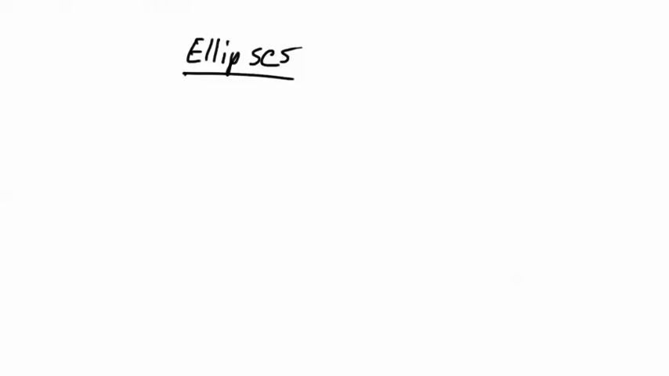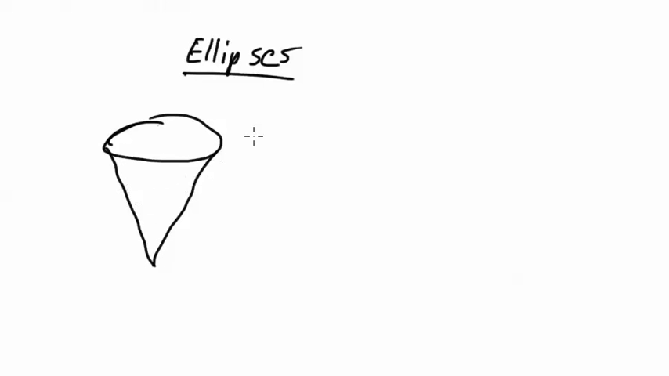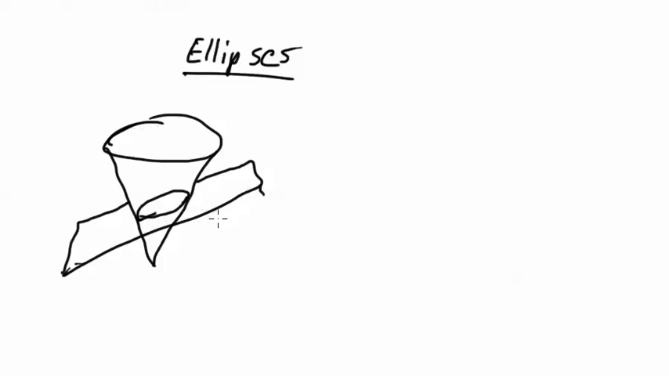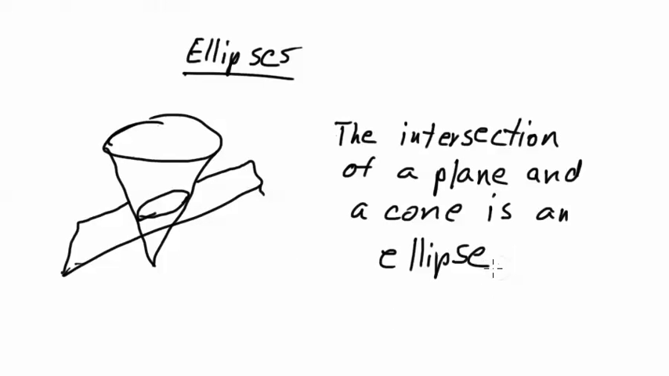Okay, I'd like to make a discussion about ellipses. Ellipses are one of the conic sections. So you can imagine a cone and cutting it, chopping it down the middle by a plane or something. Then on that plane, the intersection with the conic section is an ellipse. So the intersection of a plane and a cone is an ellipse.